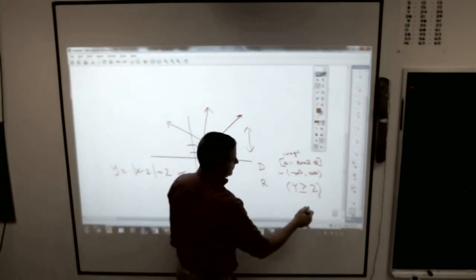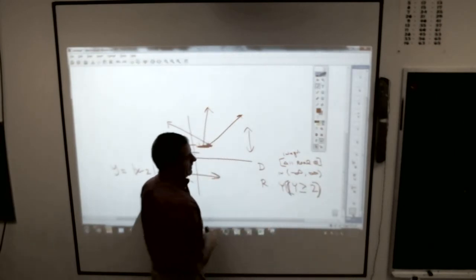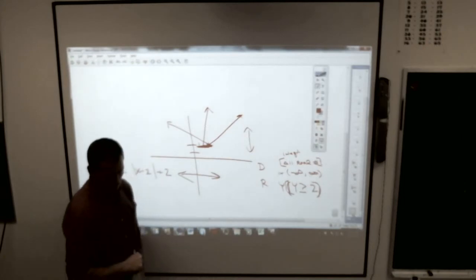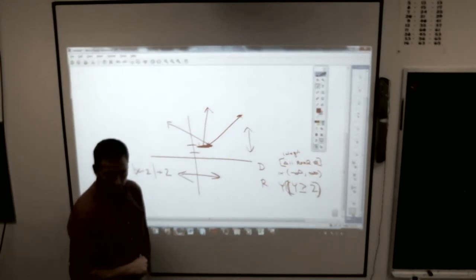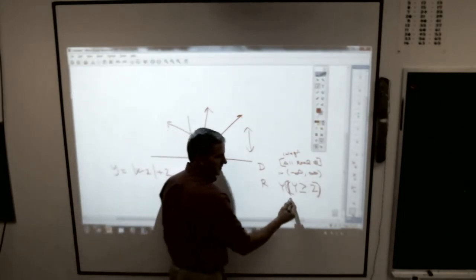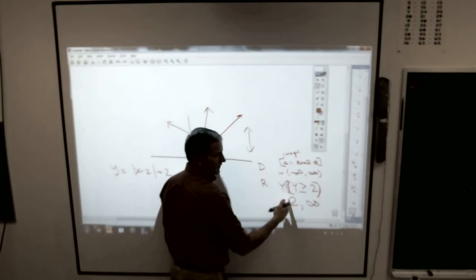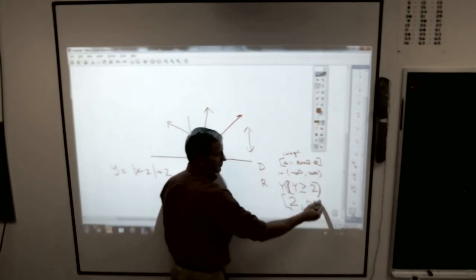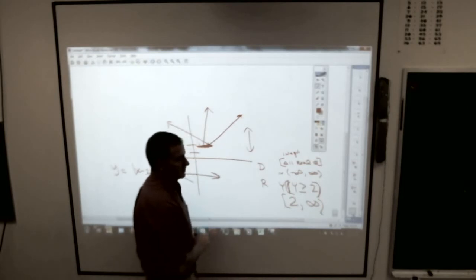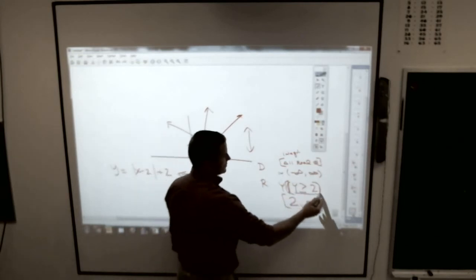Is it brackets or parentheses? How do you write that in interval notation? What's the lowest y can be? Wow, I'm going to struggle with this. That's why we're reviewing this. Lowest y can be is 2, correct? What's the highest y can be? Infinity. Bracket because it can equal it. Parenthesis because infinity is always that. You get that? This is using inequalities.